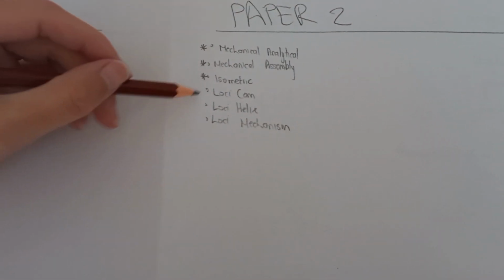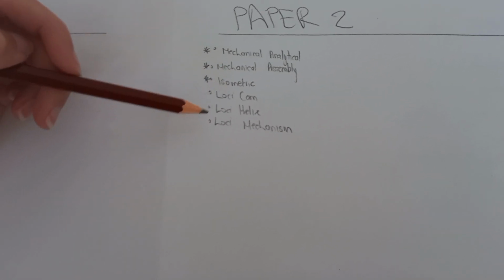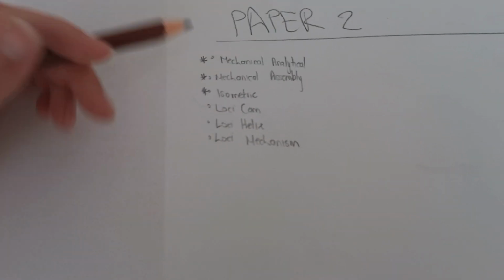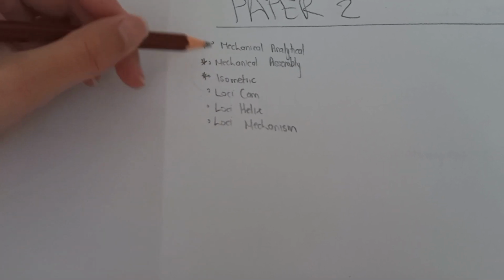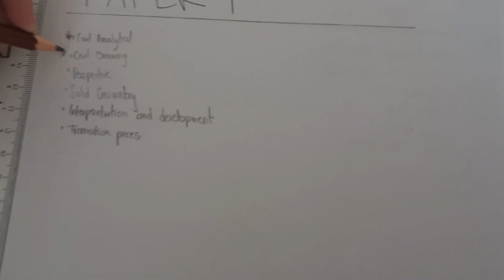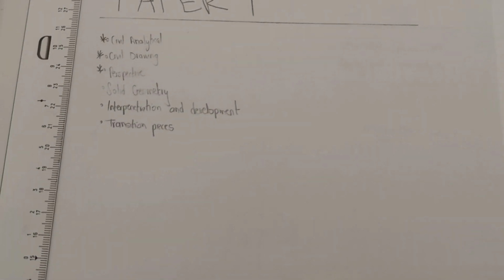Doesn't mean you should disregard the rest, because they normally throw in a loci-cam with this or a loci-mechanism. It's up to them. So everything can be asked, but these 3 are the main ones that get asked. Okay, the same with paper 1. It normally gets asked civil analytical, civil drawing, perspective, and then they'll normally throw in either solid geometry, interpenetration, or transition pieces. Okay, so that is step number 1, is obviously to know exactly what to study.